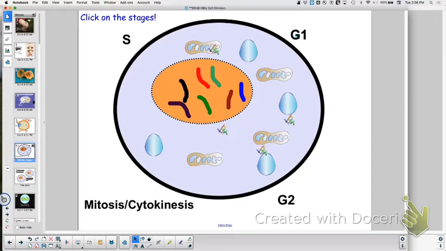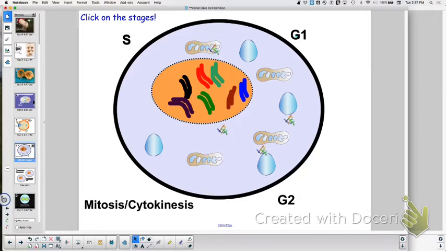What follows G1? S. So what are we going to see during S? That's right. Is it actually doing this? Would you see them as rod shapes? No. Just look like something out of a hairbrush. But those are sister chromatids. These two greens are exactly the same. Okay? Then what follows the S stage?